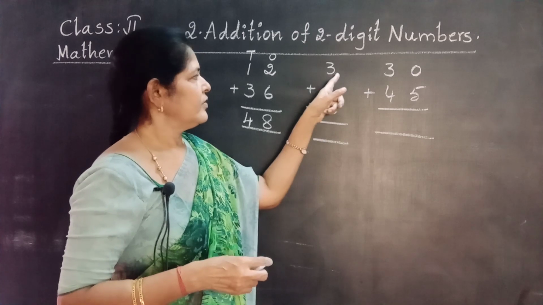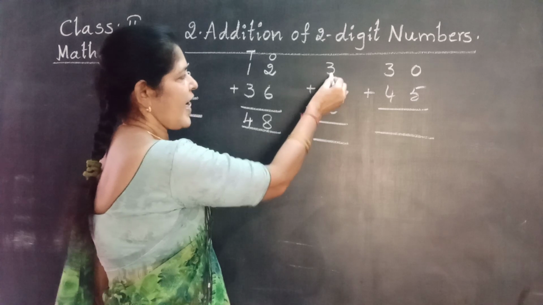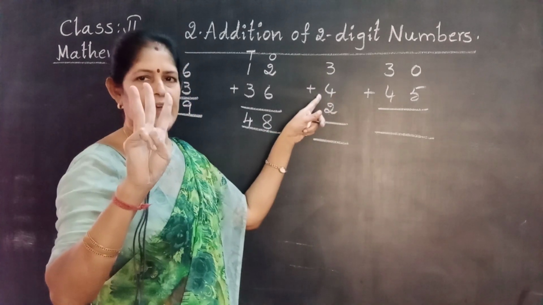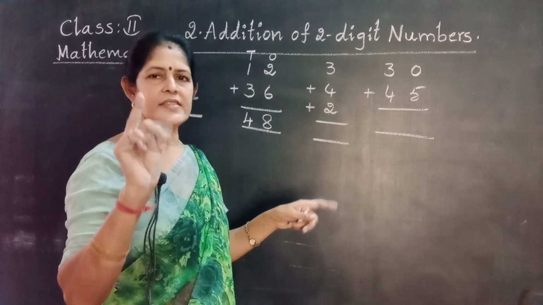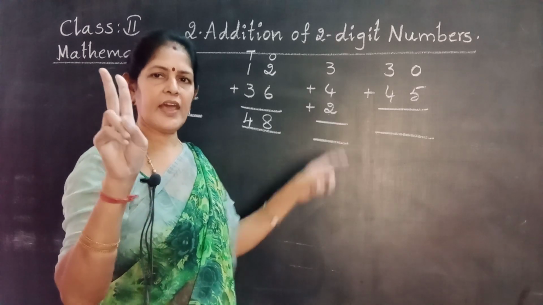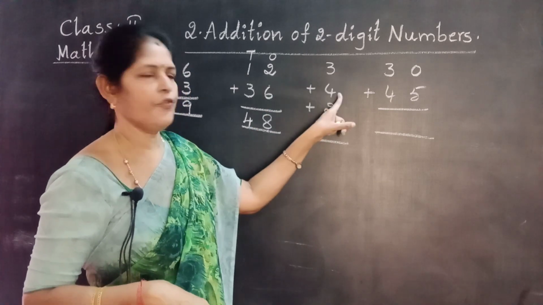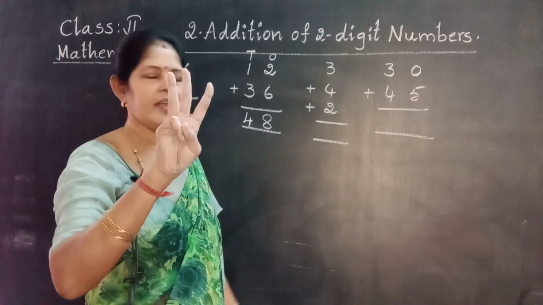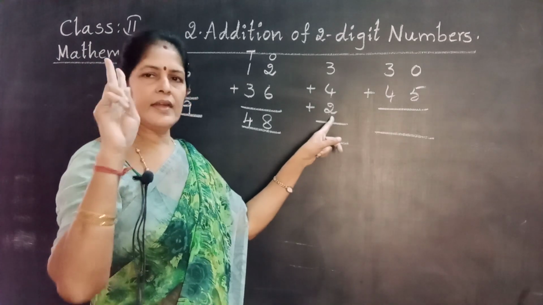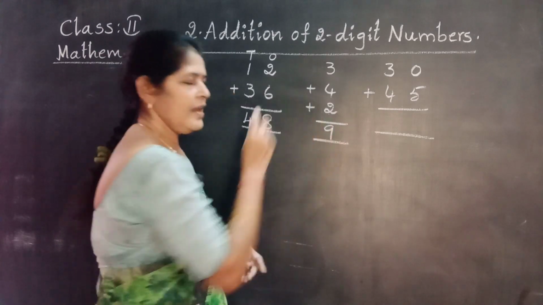Come to this: 3 plus 4 plus 2. It is a three-number addition. First adding these two, then going to the third number. Take 3 fingers, 4 after: 5, 6, 7. Keep 7 in the mind. Take 2 fingers, 7 after: 8, 9. Once again, first adding these two numbers: 3 and 4 make 7. Take 2 fingers, 7 after: 8, 9. What is the total? 9.